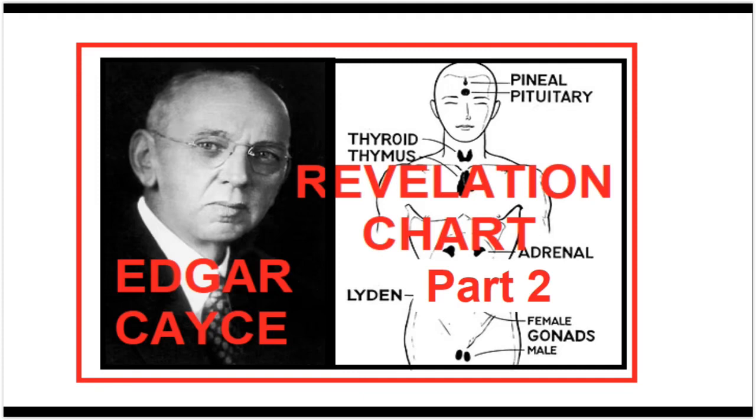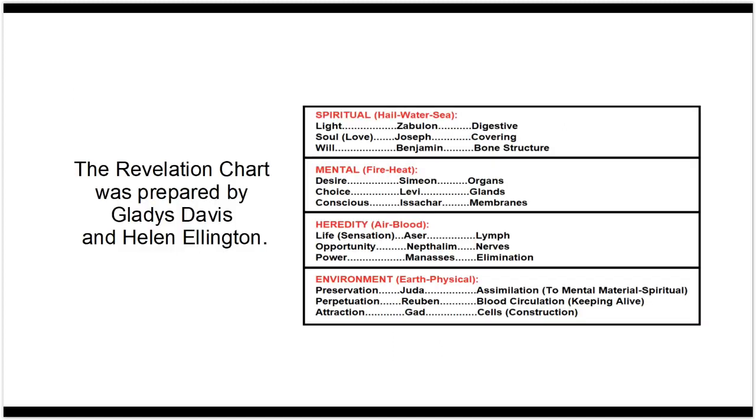Edgar Cayce. The Revelation Chart. Part 2. The Revelation Chart was prepared by Gladys Davis and Helen Ellington.